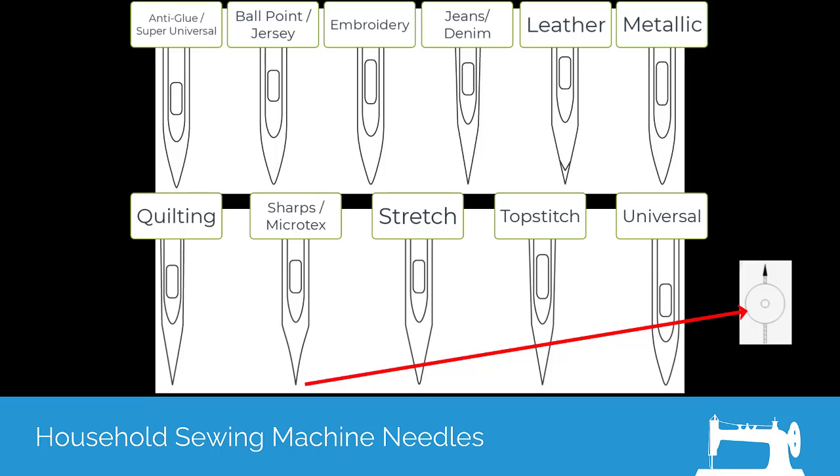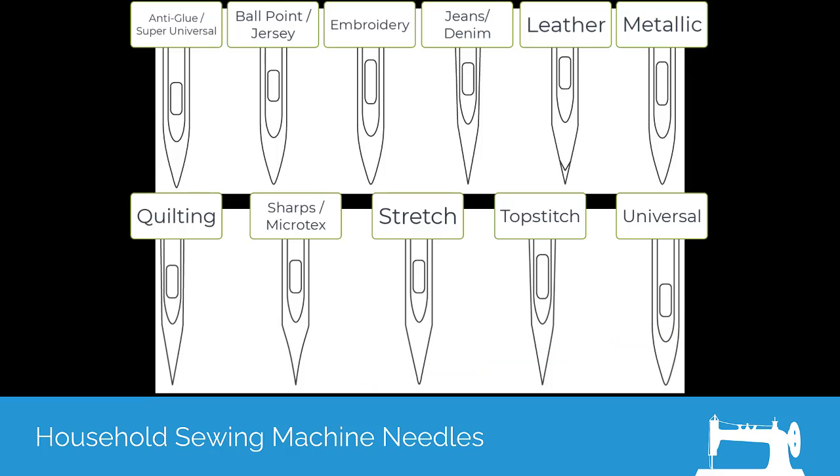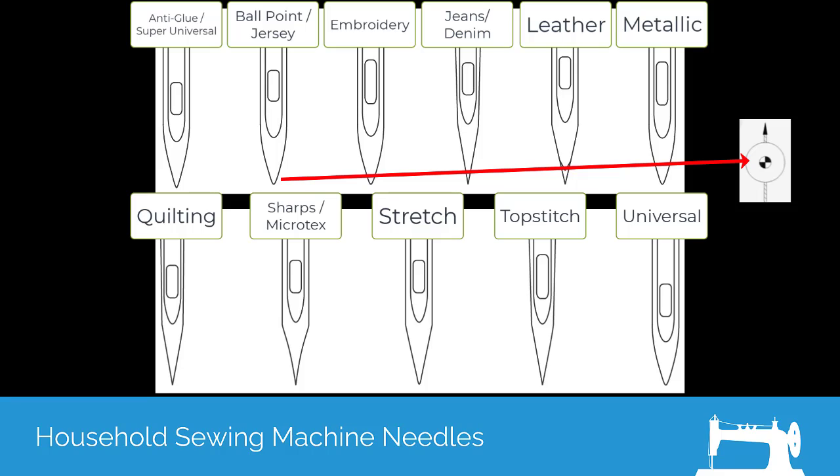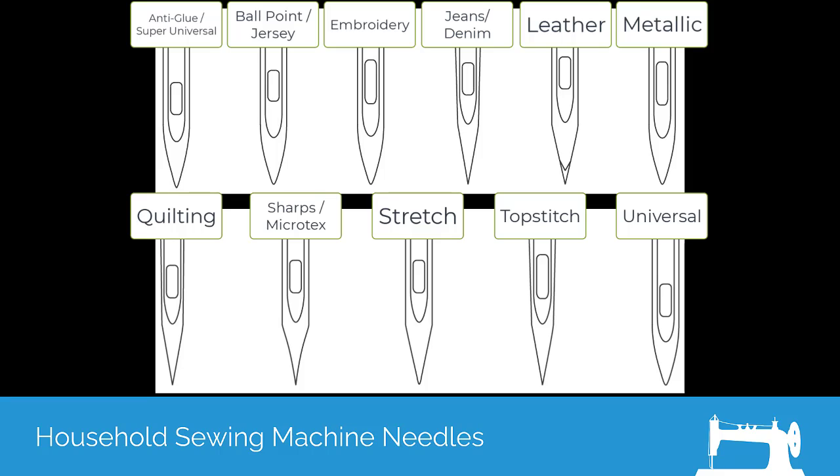And you can see there's a hole. When it pierces the fabric, it leaves a hole. This one is the symbol that they use for a ballpoint, meaning that it's creating a hole, but it's moving the fibers aside and it doesn't actually cut them. The metallic needle, again, has a longer eye to give more room for the metallic thread to go through.